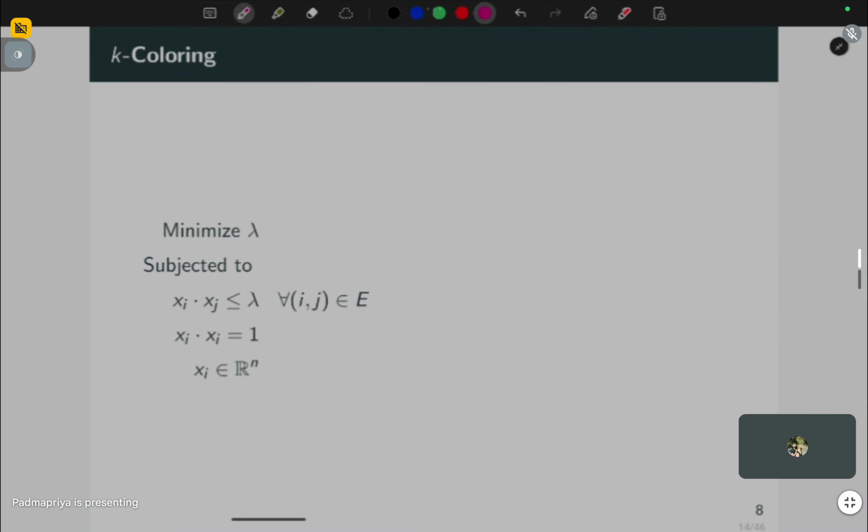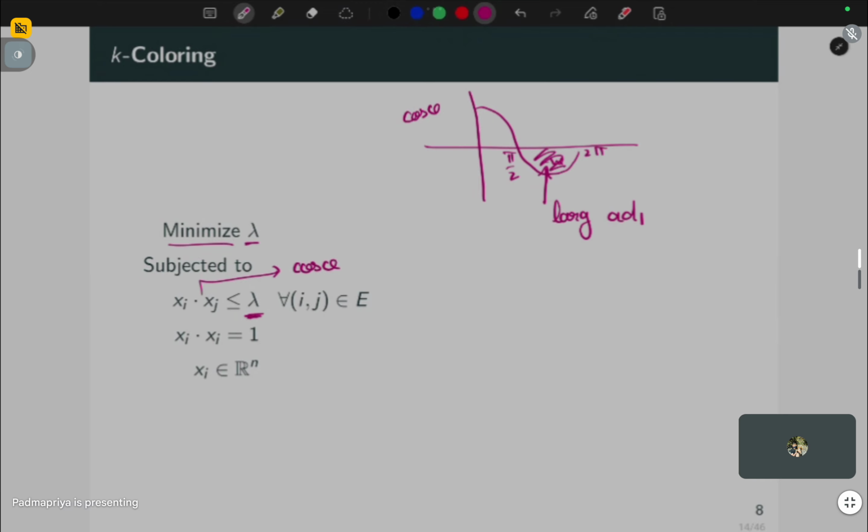So to enforce that in here, instead of 0, we are replacing this with lambda and minimizing lambda. Why minimize? What is this? This is cos theta, because these are unit vectors, the dot product is cos theta, and the simple thing is, when cos is negative, that's when your angle becomes big. So we basically want large separation between adjacent vertices. So this is our modified programming.